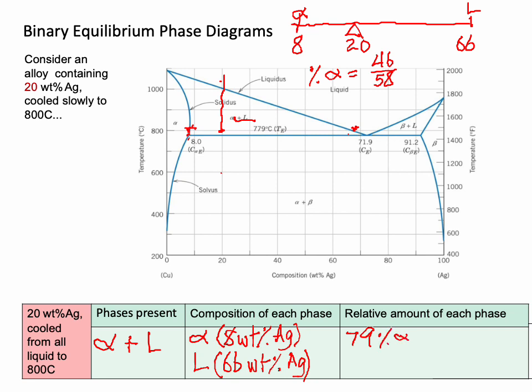And the liquid would be the difference, or 21%. But just so that we have our equation, to find the relative amount of liquid, I take the length on the other side of the fulcrum, which would be 20 minus 8, divided by the total length, which is 66 minus 8. So that's 12 over 58, which is 21%.